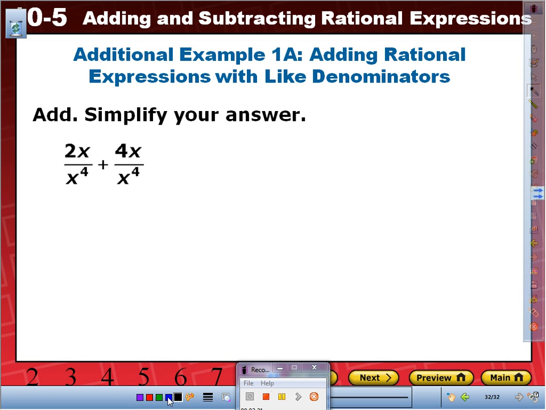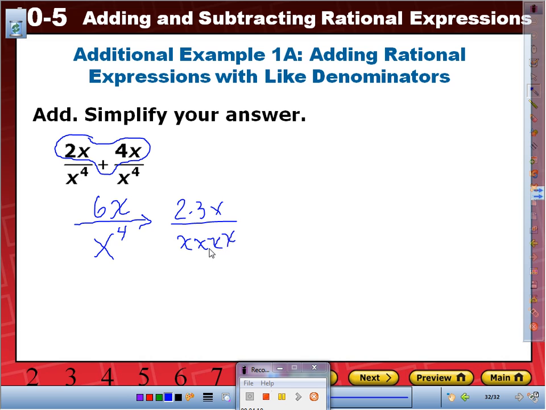So step 1, identify the common denominator. What's my common denominator? X to the 4th, and I write it now as one fraction. Step 2, add the numerators by combining like terms. What is 2x plus 4x? 6x. Step 3, factor the numerator and denominator. This becomes 2 times 3 times x over x times x times x times x. Identify your GCF. What's my GCF? X. So therefore, this is 6 over x cubed. Copy that.